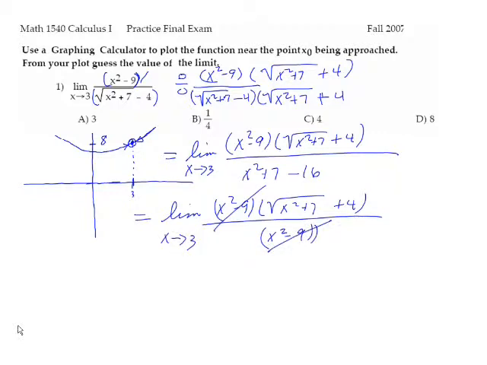Notice we cancel out x squared minus 9, and we get that this limit is equal to the square root of 9 plus 7 plus 4, which is equal to 8. So the answer is 8.